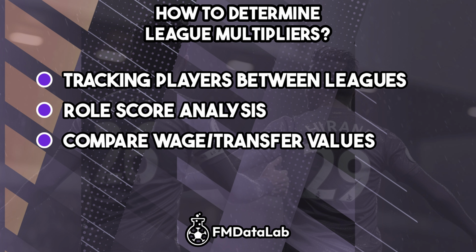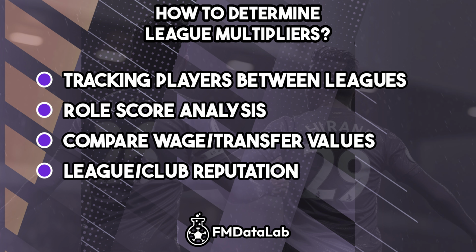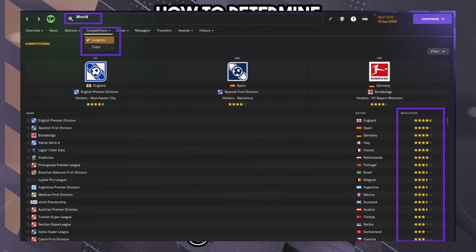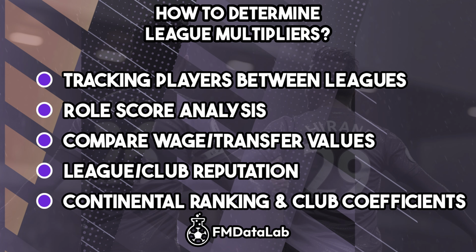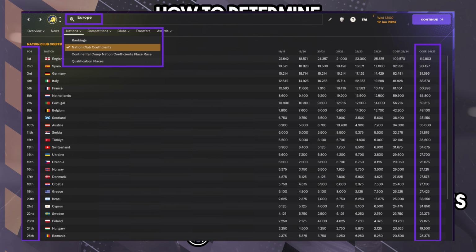Another trick is to check league and club reputation. You'll find this in FM itself. It's those star ratings on the league or club pages. It's especially useful if you're setting up multipliers and batches, like giving different multipliers for each half star in league reputation. And finally, you've got continental rankings and coefficients. Basically, has this league done anything worthwhile in a continental competition lately?